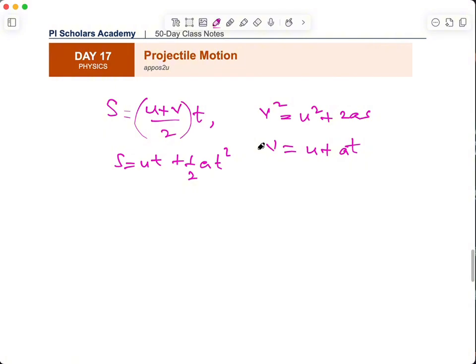I'm going to be talking about a lot of things about projectile motion going from these equations, because these equations kind of also find their way into that space as well.